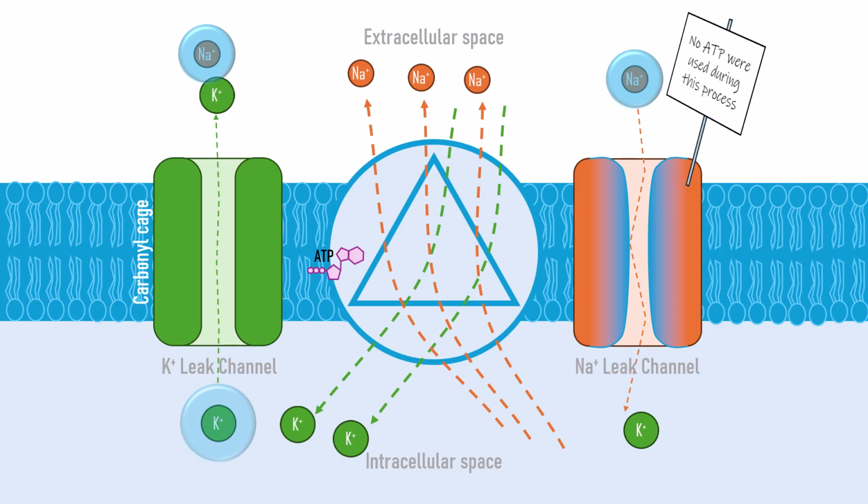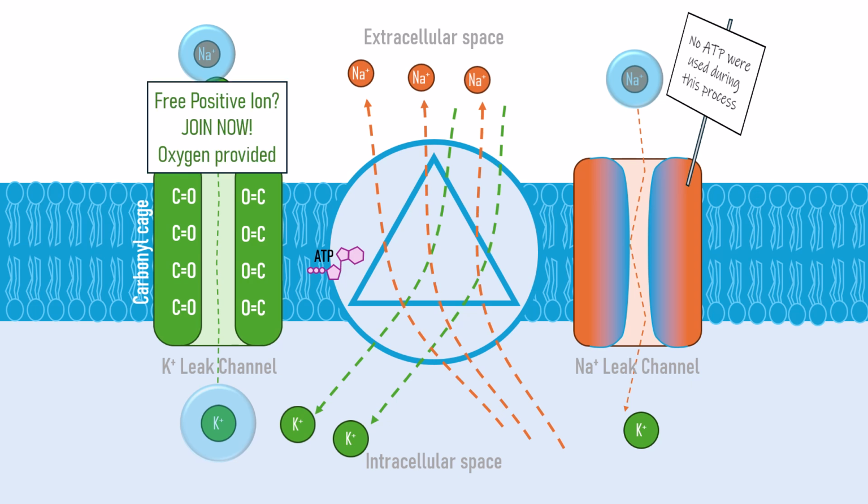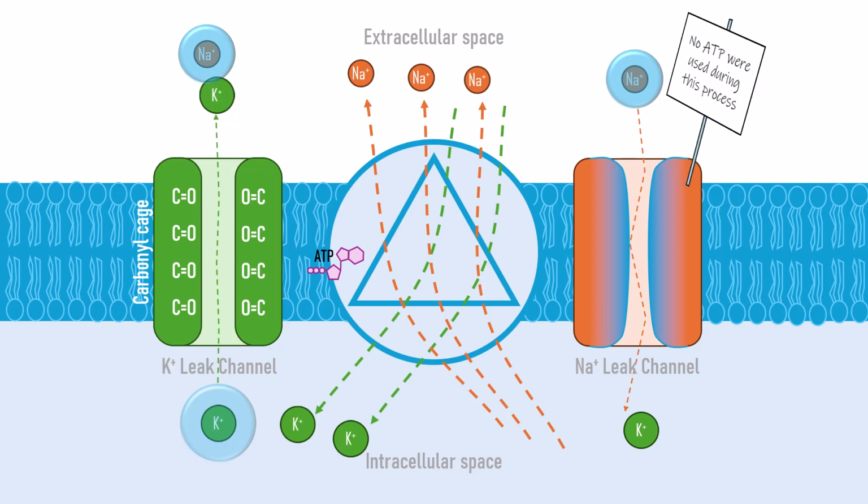What is carbonyl cage? Chemistry reminder. Carbonyls are organic functional groups characterized by a carbon atom double bonded to an oxygen atom. They are planar, neutral but highly polar, where carbon is positive and oxygen negative, and thus reactive. So basically, we have a structure of oxygen atoms, negatively charged, that are attracting positively charged potassium ions, stabilizing them by replacing the water bonds they lost.